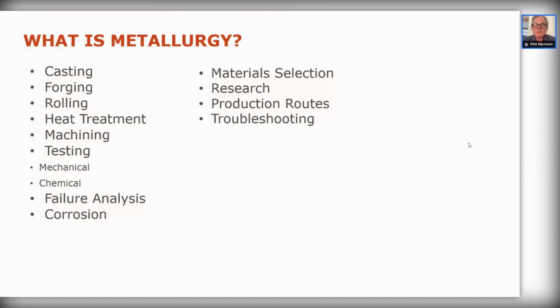Obviously, metallurgy, this is slowing down. Over the years, we are doing a lot of work on refinement of what we already have, but research still carries on. And we also look at production routes. These are the casting, forging, rolling, etc., machining, heat treatment. What do we do to get the materials so we have the correct microstructure at the end of the day, which in turn will give you the correct properties?